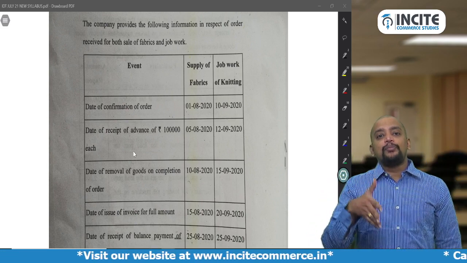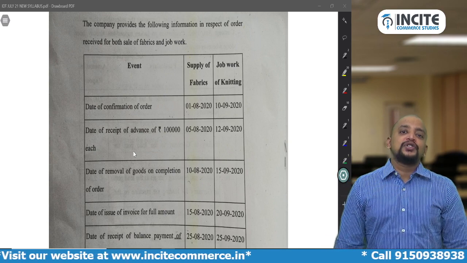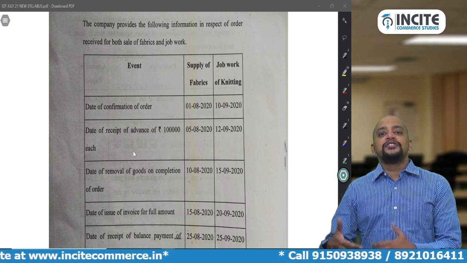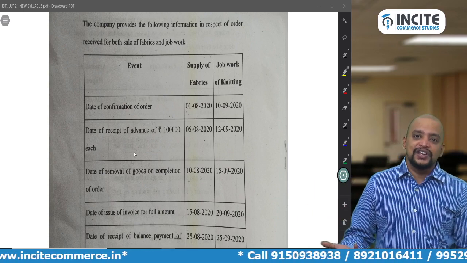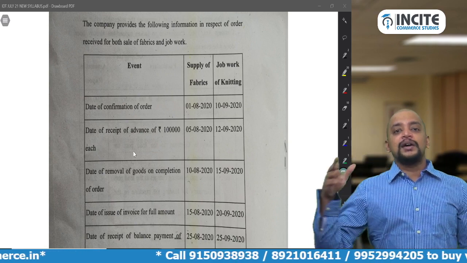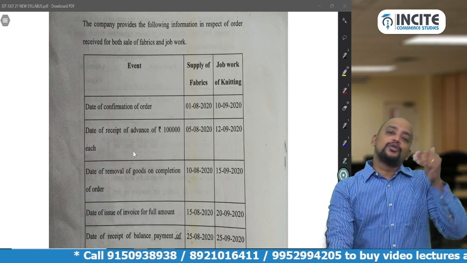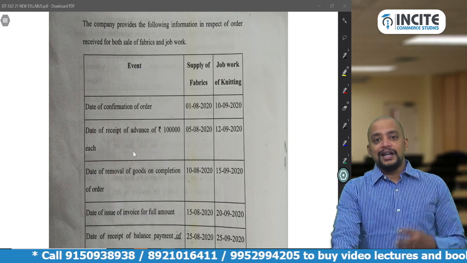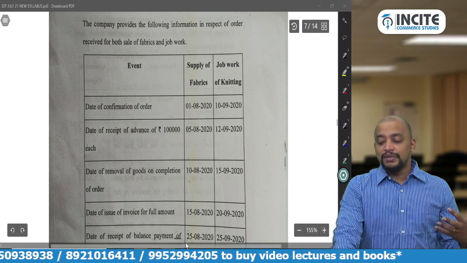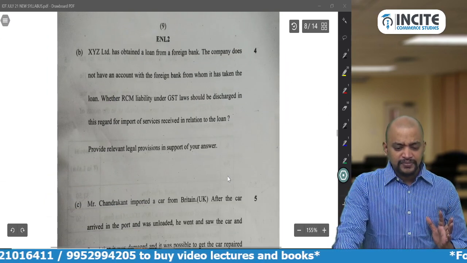So supply of fabrics and job work of knitting. Generally, to explain job work, I usually give an example: you go to a tailor, you give the cloth, he does the stitching. So that is job work, a service. So job work of knitting comes under service. Supply of fabrics will come under goods. So for goods, we have one method of time of supply, section 12. For services, we have a different method of time of supply. Okay. So that particular part.